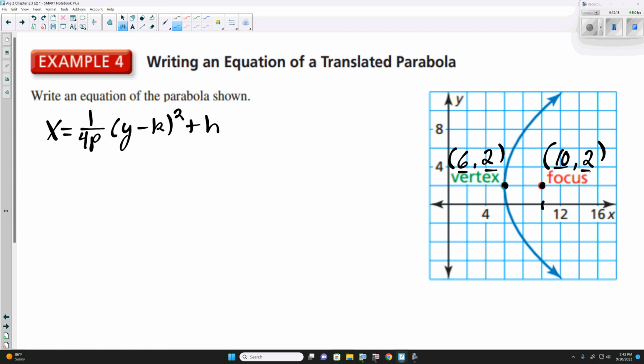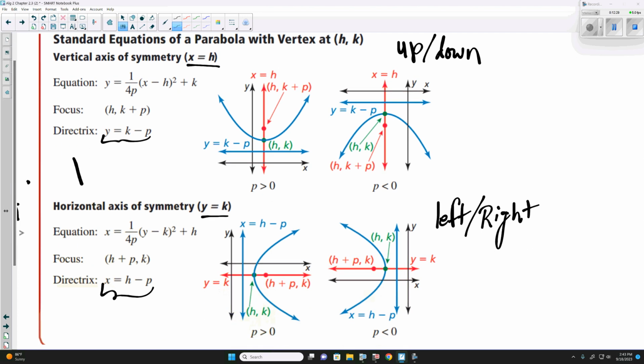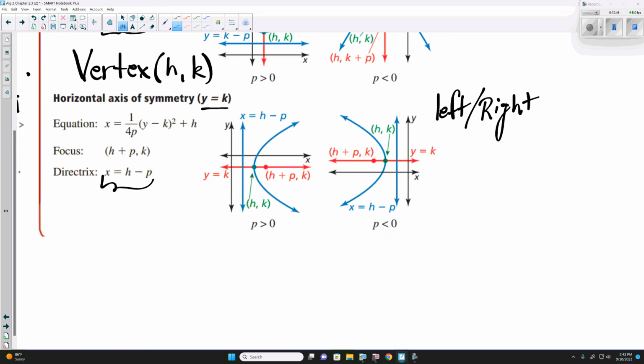The x values change. The y values stay the same, yes? Now, I bring this up for one particular reason, because if I look back to the general form for both of these, the vertex in both cases is the point h, k. No matter which direction it opens, which equation, the vertex is always h comma k. That's how it is. Now, we already said that we're using the equation x equals, yes?